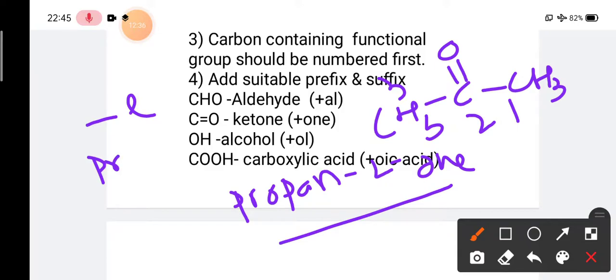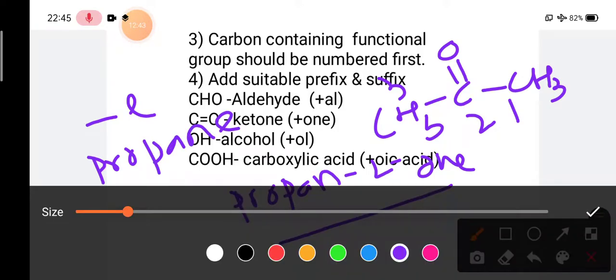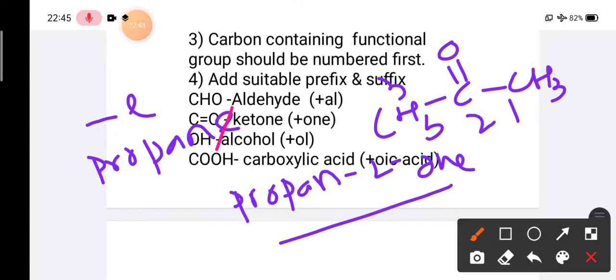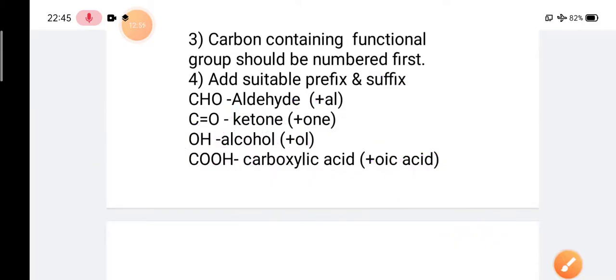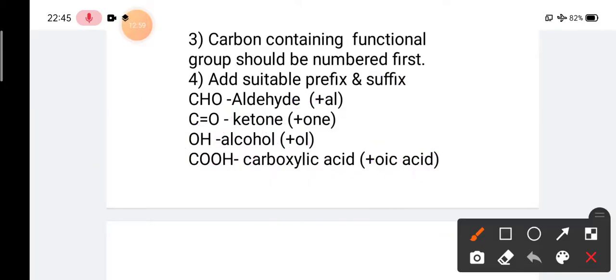So here this E part will be removed. Propane, that is, this E part will be removed in the case of aldehyde and ketone. Then for aldehyde it will be plus al, and for ketone it will be plus one. In this way the remaining name will be considered.